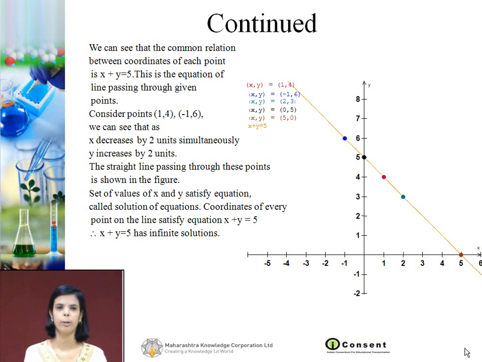Now consider the points (1, 4) and (-1, 6). We can see that as x coordinate decreases by 2 units, simultaneously y coordinate increases by 2 units. If x coordinate decreases by 3 units, then at that time y coordinate increases by 3 units and so on. The straight line passing through the given points is shown in the figure.